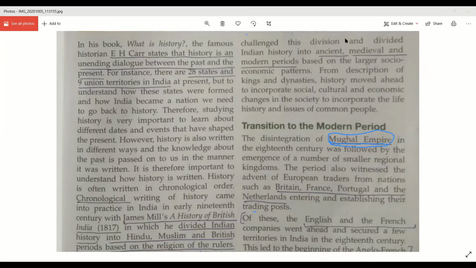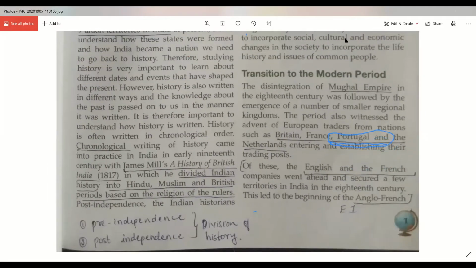After some time of trading, the others are no longer there. We only have the English and the French. They see that the territories in India are very rich and there is lots and lots of wealth in India. So they decide to stay back in India while all the others left. The French and English stayed back in India and established their companies. And they started occupying territories in India in the 18th century.